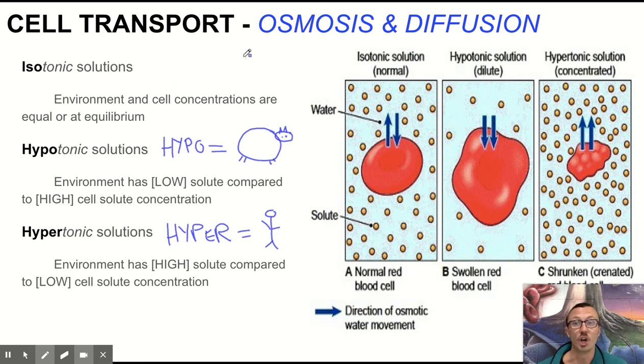Isotonic, no change. So isotonic is right here, where it's equal. Now hypo, think hippo. This cell is going to fill with water rapidly and potentially expand and burst. Hyper means that the environment is way sugary or way more salty than the inside of the cell.